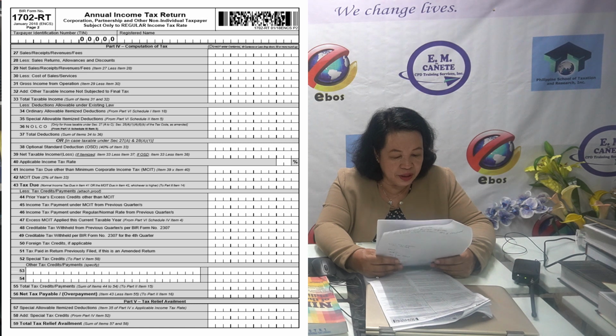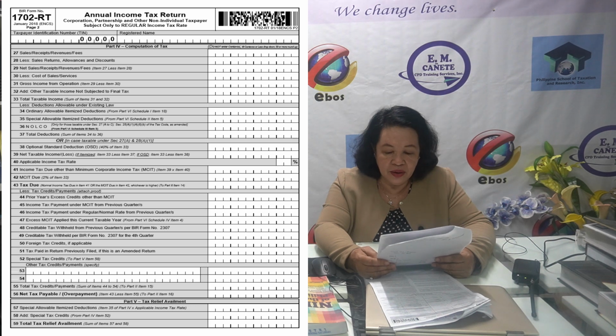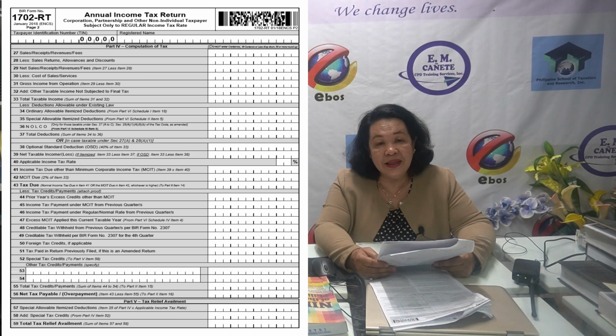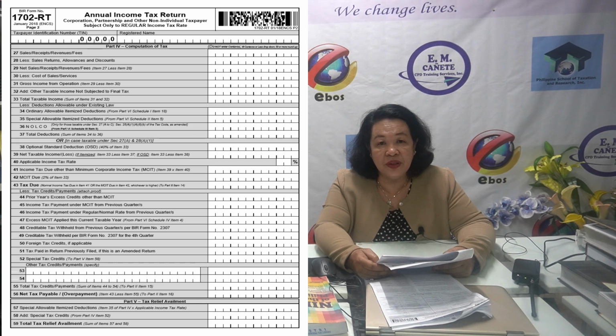And then line number 40, we have the applicable income tax rate. Why do we have here the applicable income tax rate? The regular income tax rate is 30%. There are some companies who are availing or who are entitled to a preferential rate, just like hospitals and educational institutions, which are subject to a preferential rate of 10%.